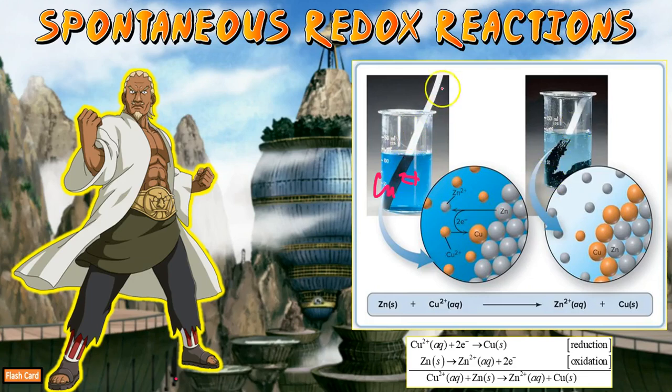What we also notice here is that the mass of the zinc is also decreasing. Why is it decreasing? Because the zinc ions are losing electrons. Why is the copper mass here increasing? Because the copper ions are gaining electrons and, of course, forming a solid.